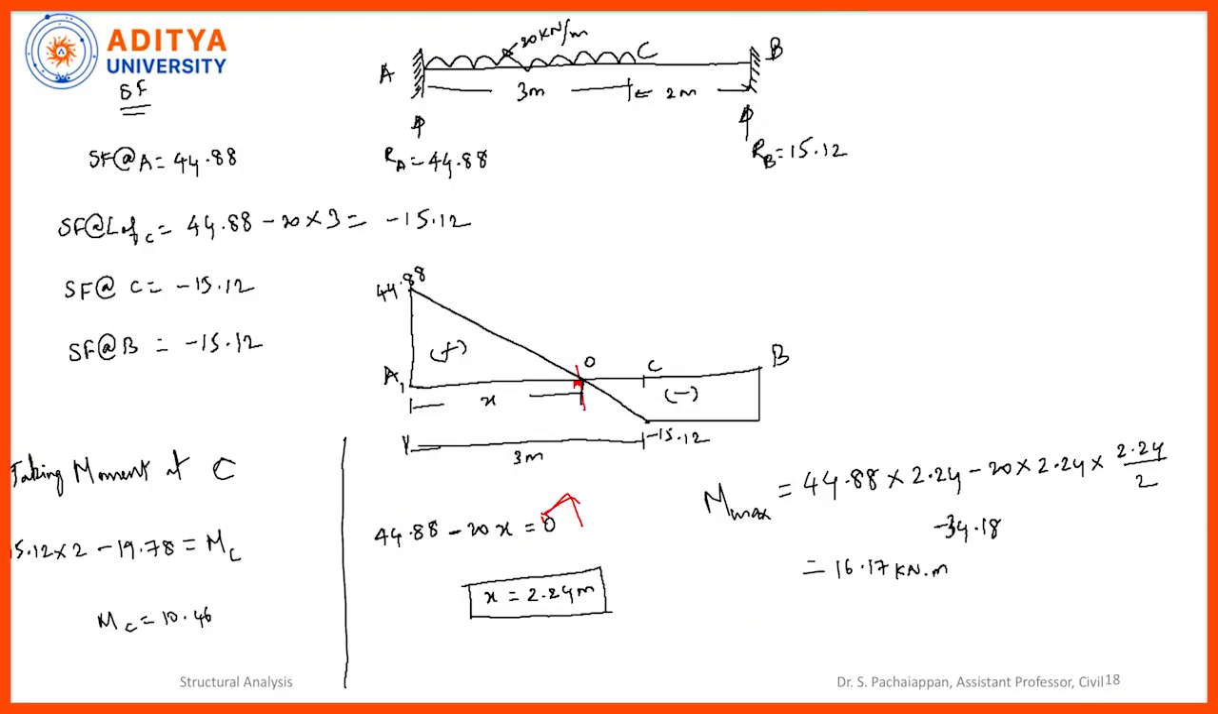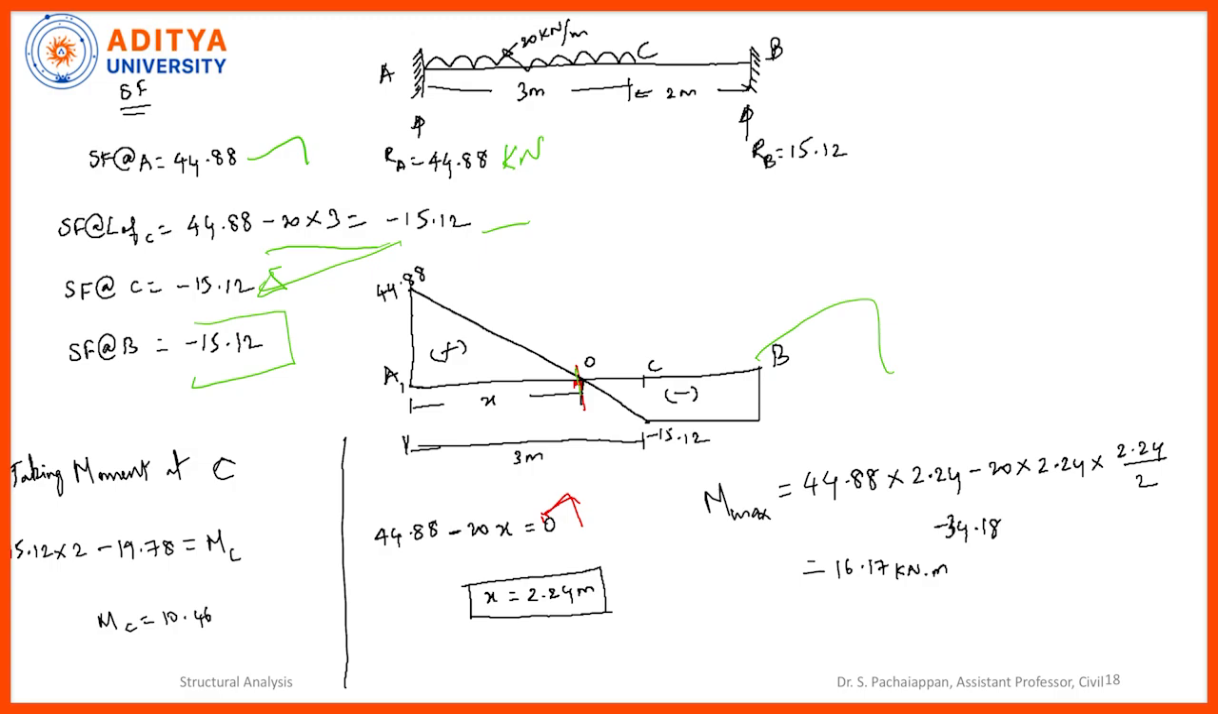Now it is the usual procedure. We are proceeding with the shear force diagram. Since RA and RB values are known, I have taken the shear force at A as 44.88 kilonewton, which is nothing but the value of RA. Then shear force at the left of C, you can see the UDL is there. So this is minus 20 into 3. And then shear force at C, this value only we are going to take because at C there are no other values. And then this is the shear force at B. By using this, we have drawn the shear force diagram.